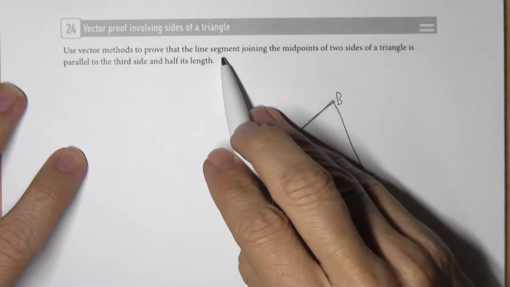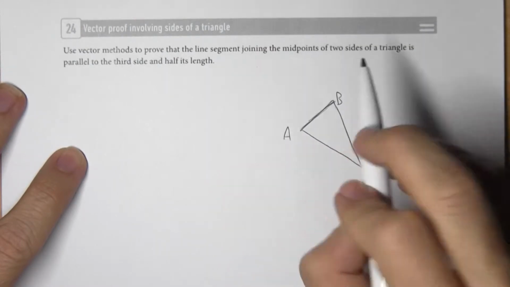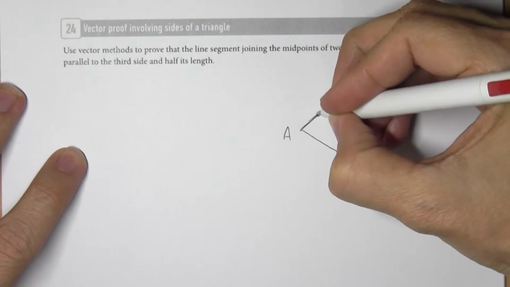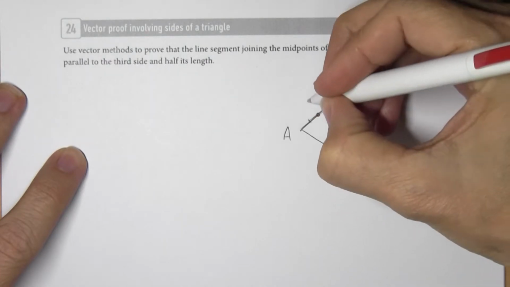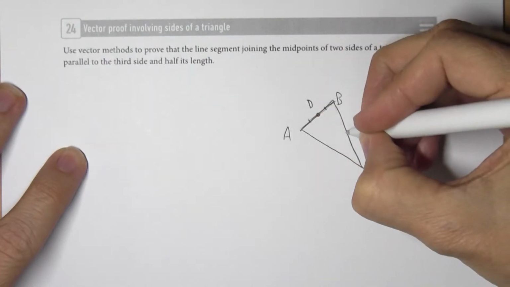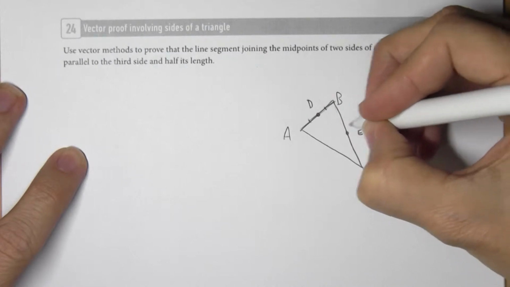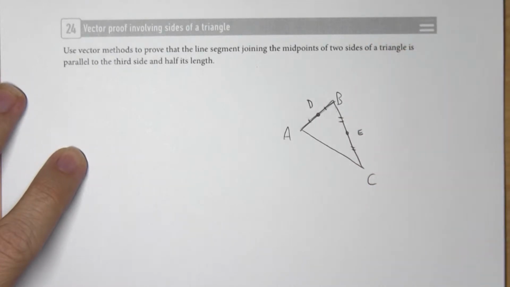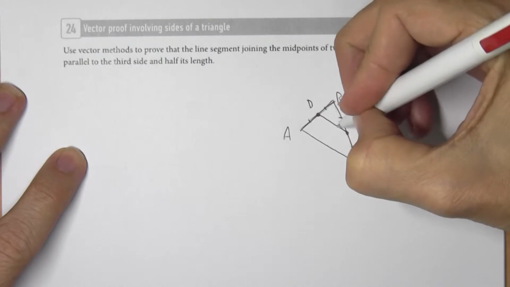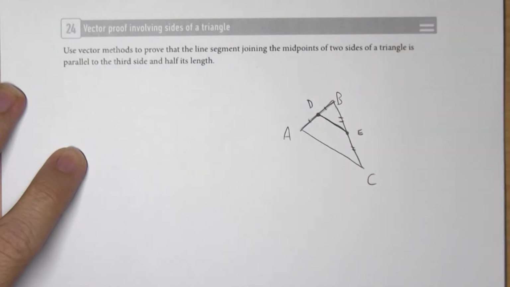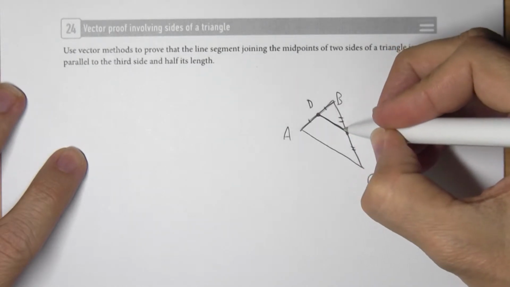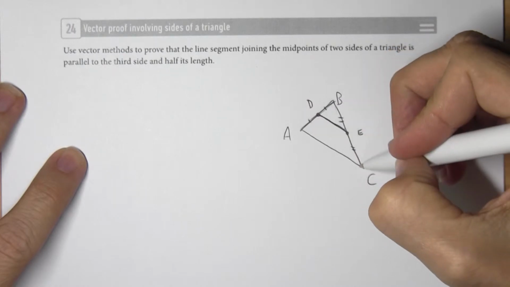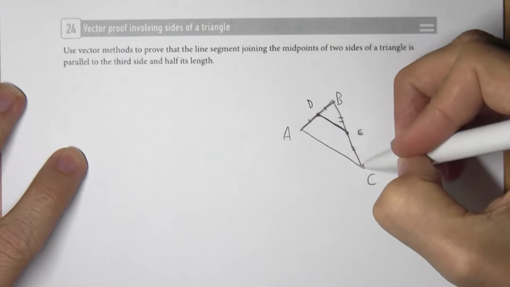So I need a line segment joining midpoints of two sides. So here's a midpoint. Let's call it D. And here's a midpoint. Let's call it E. And let's put a line segment joining it. Looks like it could be parallel, doesn't it? So my job is to show that DE is parallel to AC and is half the length of AC.